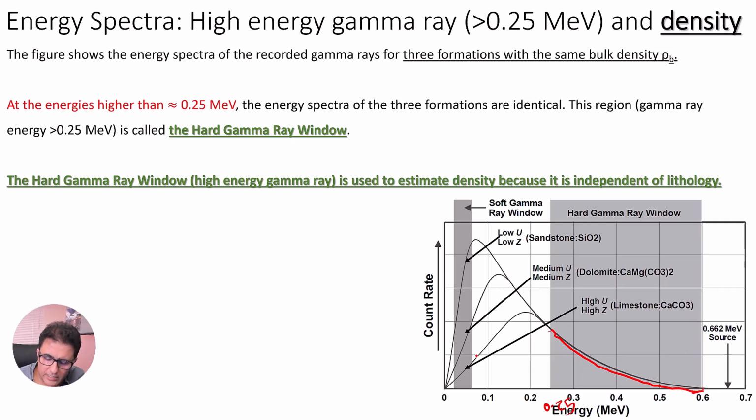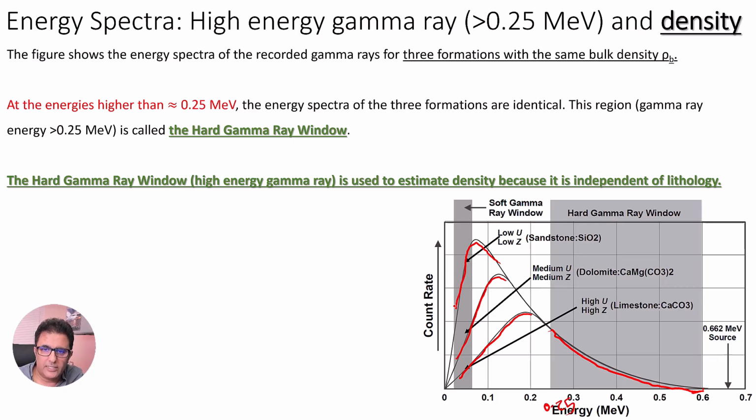So if you look here at lower energies, these three curves are different. For example, what I'm highlighting here is the energy spectrum of limestone, and here shows the energy spectrum of dolomite, and here the energy spectrum of sandstone. And this is very interesting. So at lower energies, these curves are different from each other, or the energy spectrum at lower energies are different from each other. And indeed, we can use low energy gamma ray in order to identify the lithology.